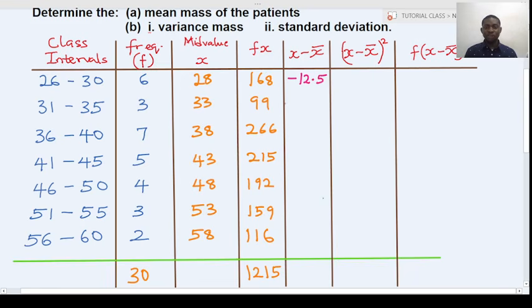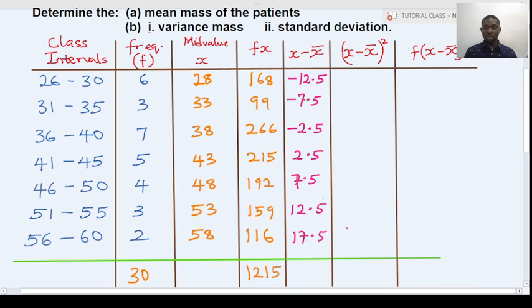You do the same thing here. 33 minus 40.5 gives you minus 7.5. 38 minus 40.5 gives you minus 2.5. 43 gives you 2.5. 48 minus the mean, which is 40.5, gives you 7.5. 53 minus 40.5 gives you 12.5. And lastly, 58 minus 40.5 gives you 17.5.